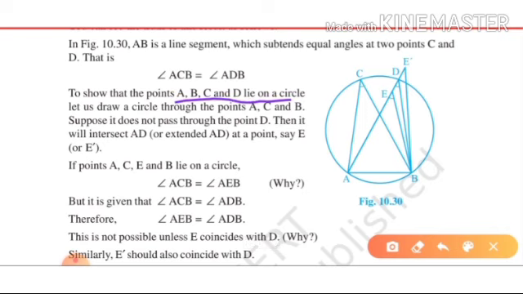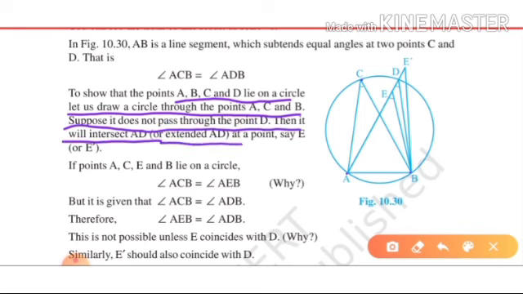So what they have done, they have let us draw a circle through these points ACB. So through these 3 points they have already drawn a circle through ACB. You can draw the circle at first and then take these points ACB, and then later on you can draw this D. Suppose it does not pass through D. You have at first considered that it does not pass through D, then it will intersect AD or extended AD at the point say E or E dash.